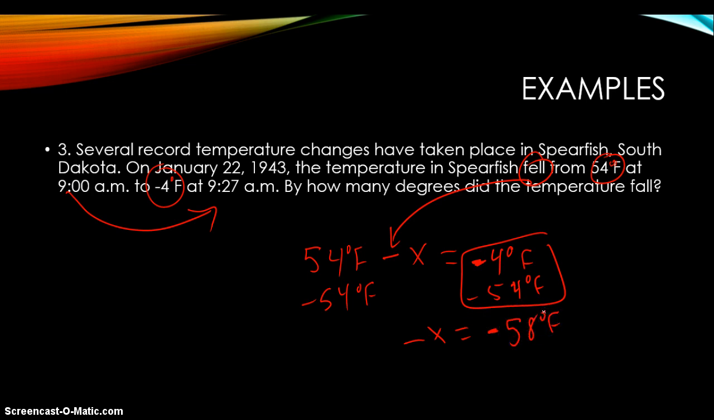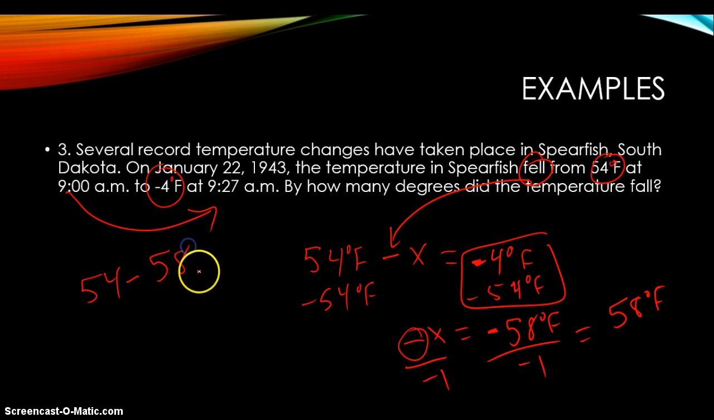Now, x can't be negative. So we divide by negative 1. We know that x equals 58 degrees Fahrenheit. So when we plug it back in, we started at 54 degrees Fahrenheit at 9 o'clock. It dropped, it fell 58 degrees to give us the negative 4 degrees that it ended up being at 9:27.